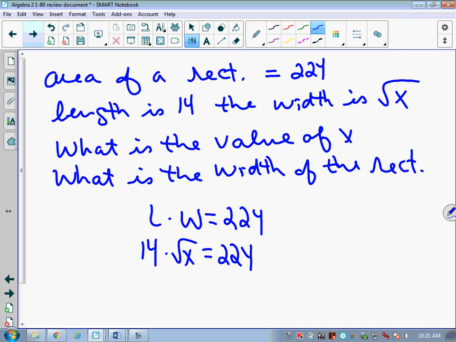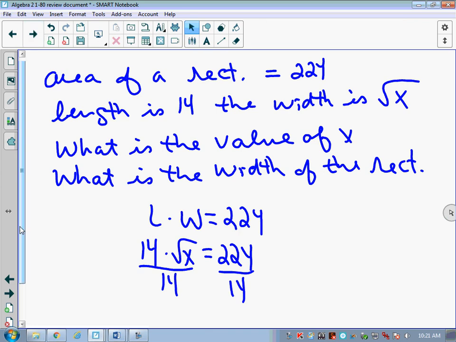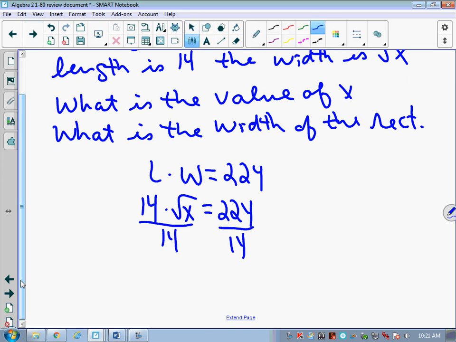Divide by what? Divide by 14. Okay, so I think this question might actually be easier. What is 224 divided by 14? What is it as a fraction? 224 over 14. Well, does it come out to 16? Oh, it comes out to 16? Well, perfect. Okay, what do I do to solve for x?